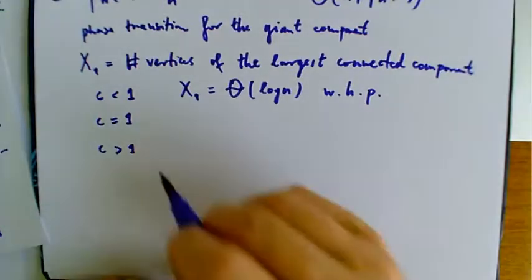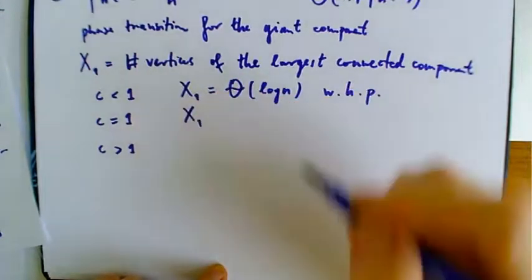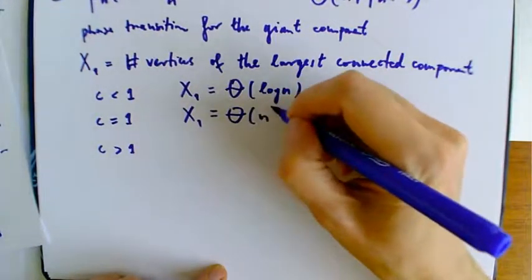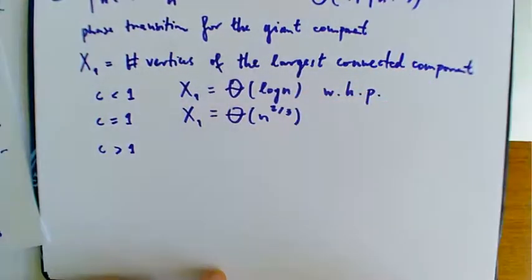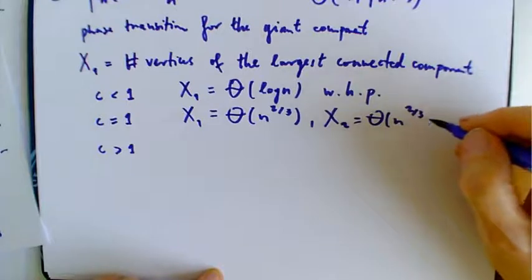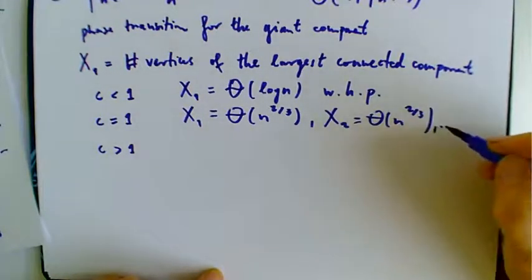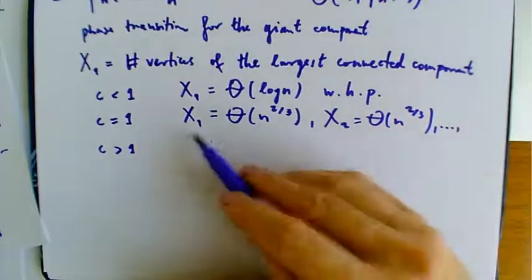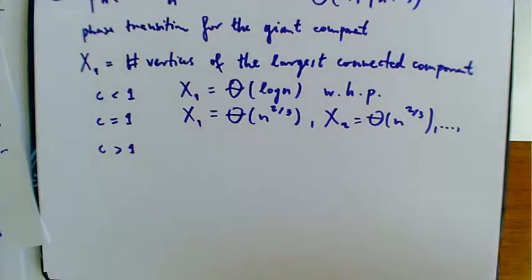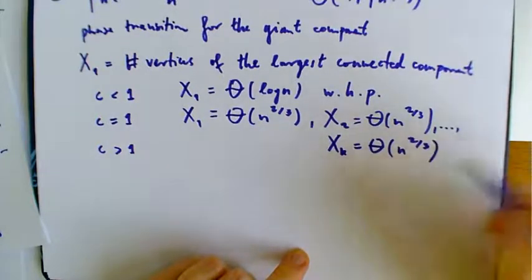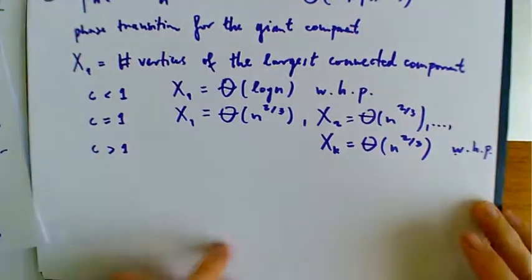Now, if c equals 1, then it turns out that x1 is of order, again, I'm using theta, there is a funny n to the 2/3 power, and then even x2, the second largest. So there is the largest, the second largest, and even the kth largest. Maybe Erdős and Rényi didn't understand all of that, maybe they just studied the largest. But later on, probabilistic combinatorists or combinatorial probabilists understood that no matter how many components you go down, some finite number of components, even the kth largest component is also of the order n to the 2/3. And all of that you can state formally and rigorously with high probability.